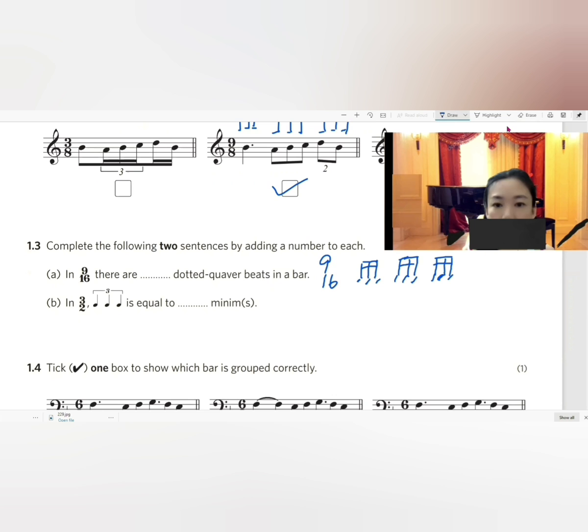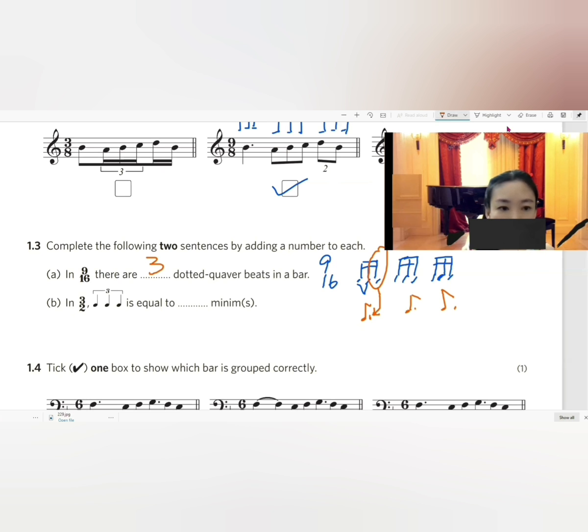If you add them up together, these 2 add up to 1 dotted quaver, and this semiquaver becomes a dot. So if each group is a dotted quaver, in that case you have 3 groups of dotted quavers. So over here your answer is 3.